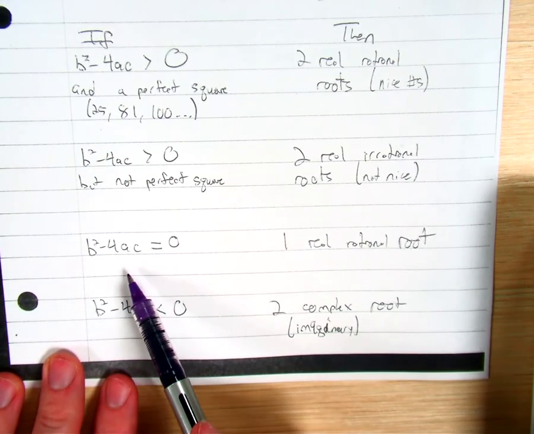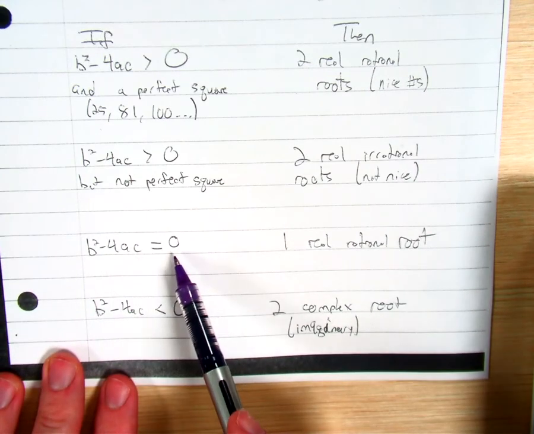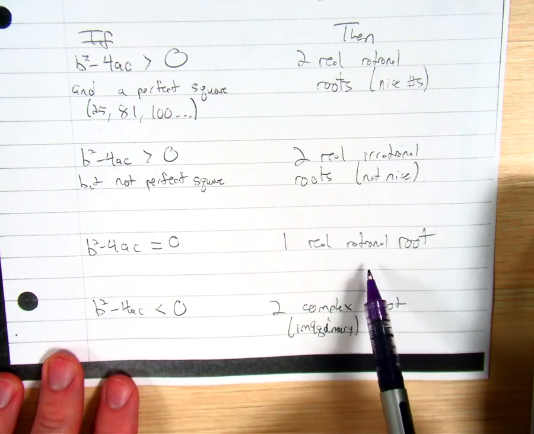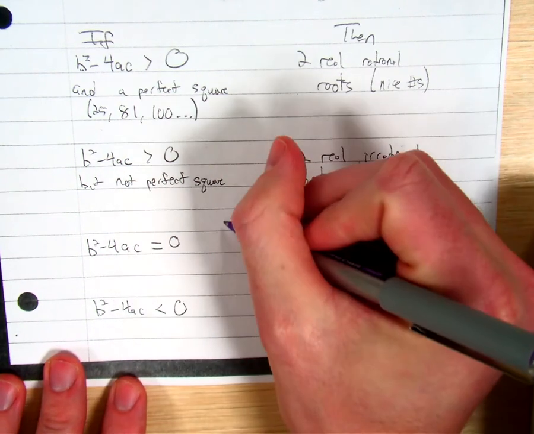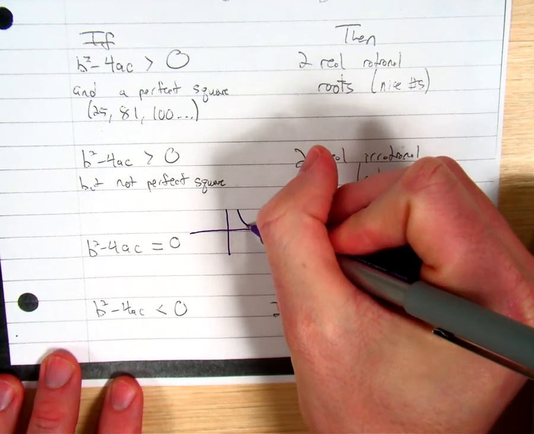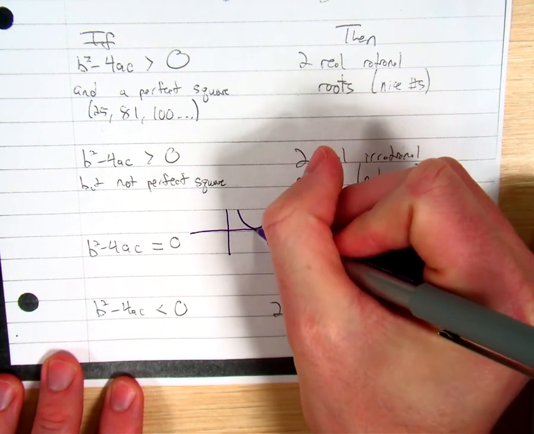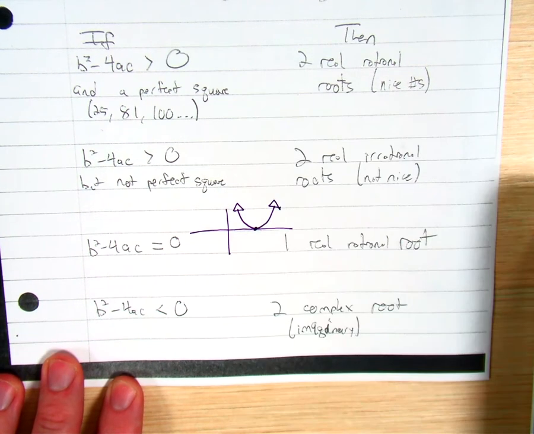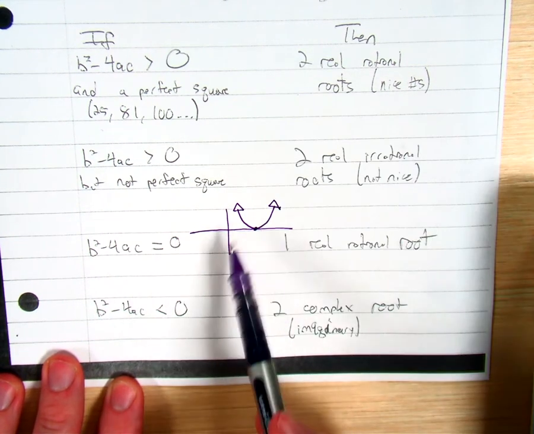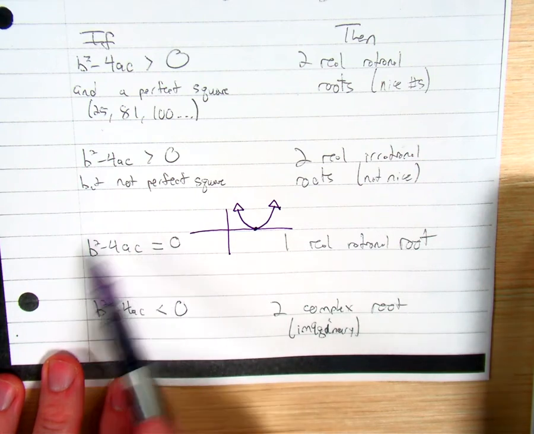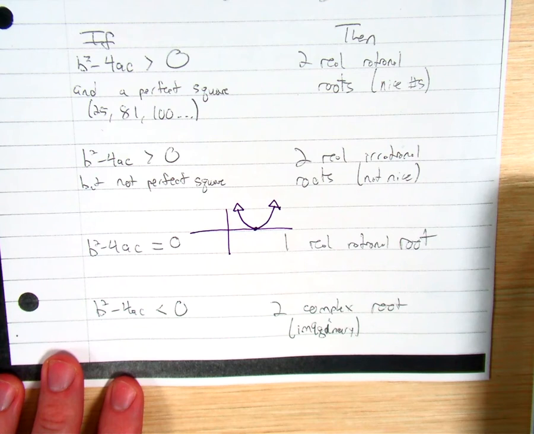If under the square root it equals exactly 0, b squared minus 4ac equals 0, we're only going to have one real root. How does that happen? Your graph would look something like this. It's only going to touch the axis just one time. So that would be the situation when your discriminant equals 0, and you're only going to have one real root.